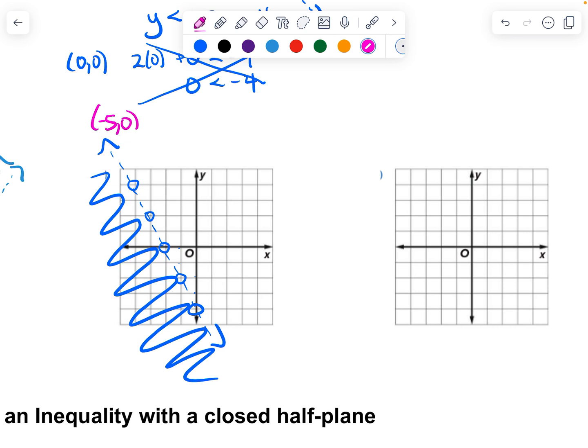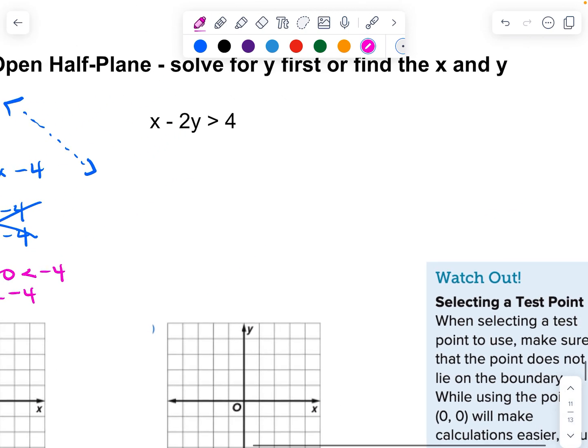Because 1, 2, 3, 4, this point right here, we're going to see if it works. So 2 times negative 5 plus 0, is that less than negative 4? So negative 10 is less than negative 4. That is a true statement. That is a solution, so that side would get shaded.